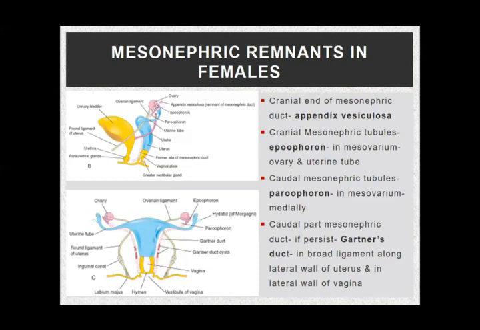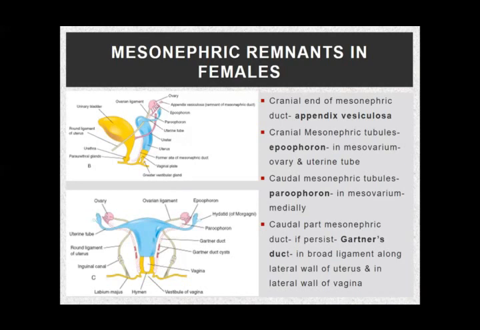From cranial to caudal, please follow this red part. Okay? Some structures of the mesonephric duct developed into the urinary tract. Your ureter, pelvis, calyces, they all develop from the mesonephric duct.